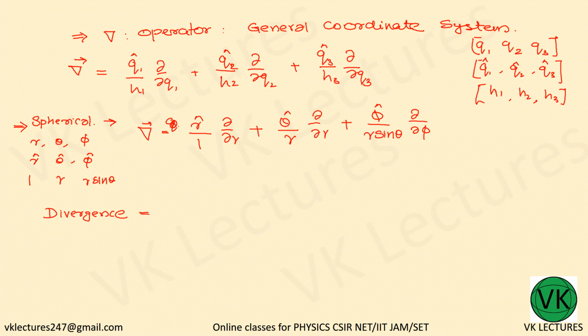Here you can also write the del operator in Cartesian coordinate system as well as cylindrical coordinate system, just for practice. So divergence we can write of a vector. Let us write down the vector first, that is A is equal to A1 Q1 cap plus A2 Q2 cap plus A3 Q3 cap.